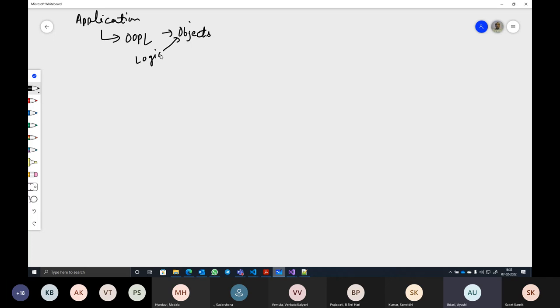Now, if we say that this application needs to integrate with concepts like table, view, stored procedure, function, trigger, and related objects like result sets or data sets or something like that.